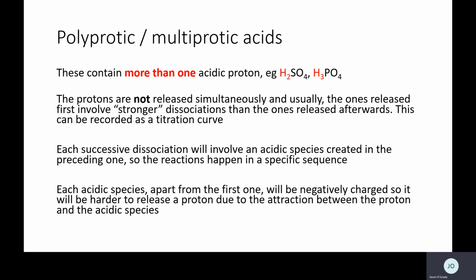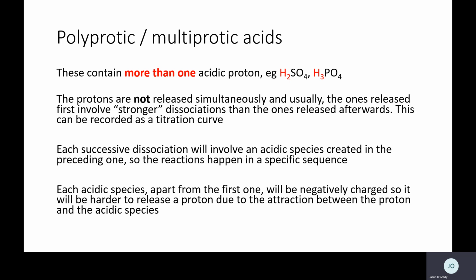These are acids that contain more than one acidic proton, such as sulfuric or phosphoric acid, which you've come across before. The protons aren't released at the same time, and usually the ones released first involve a stronger dissociation than the ones released afterwards. And this process can be recorded during a titration curve.